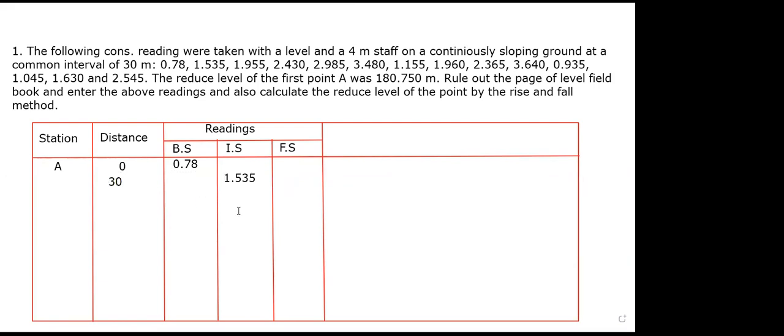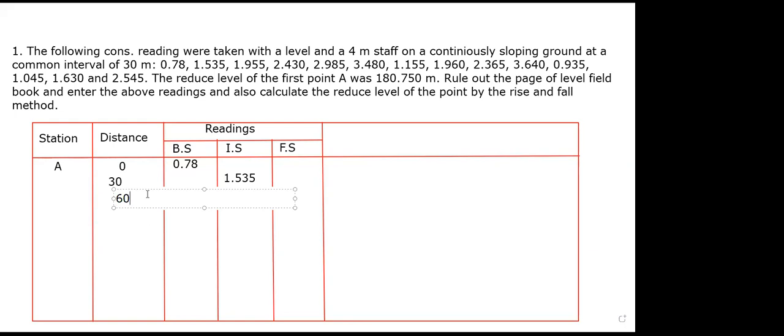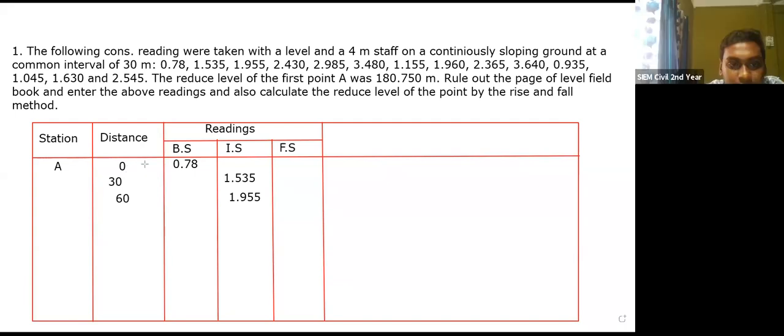So our next reading is what? 1.955. So this 1.955 is also the IS. And for this 1.955, the distance is 30 plus 30, that means 60. So for 0, it is the BS. For 30, the value is here. For 60, value is here.